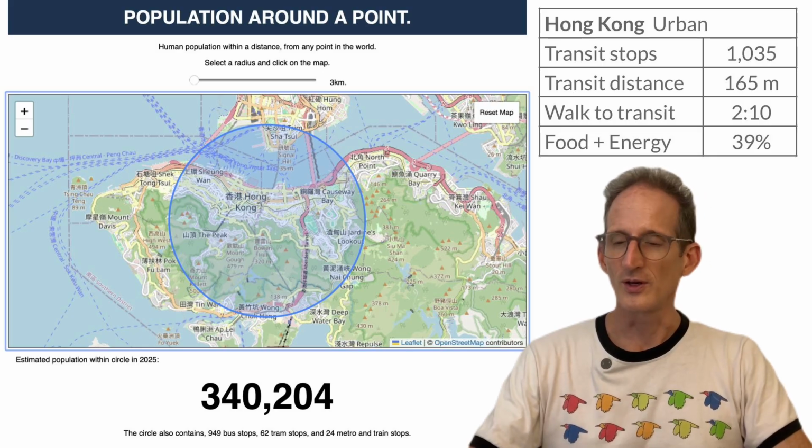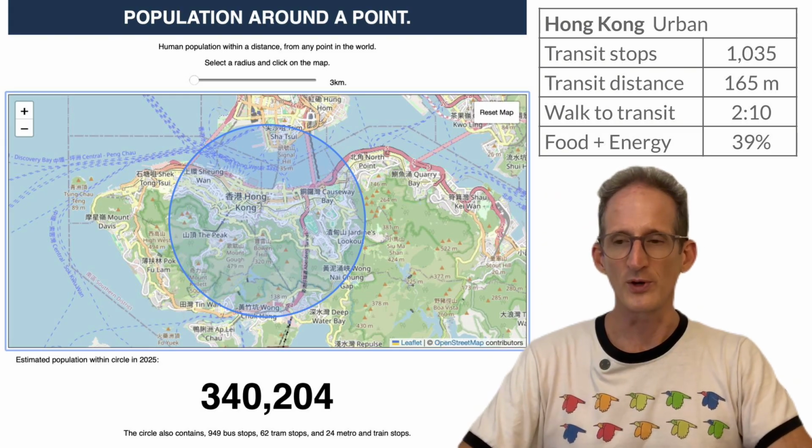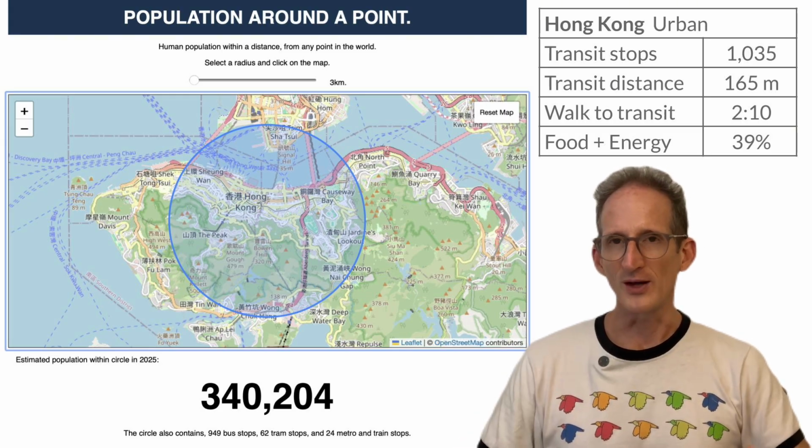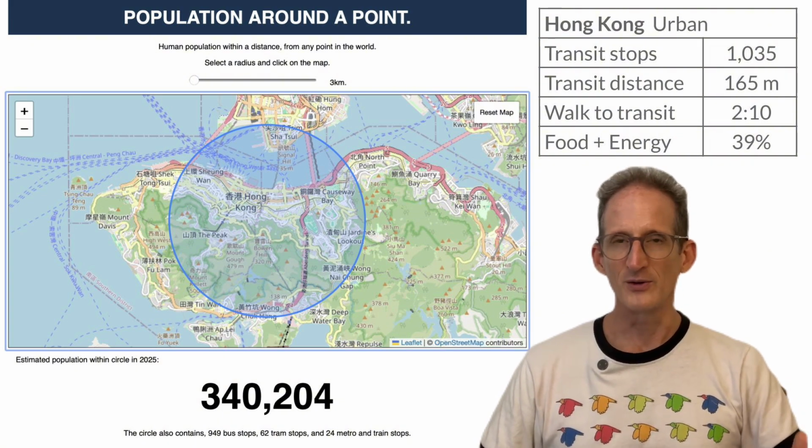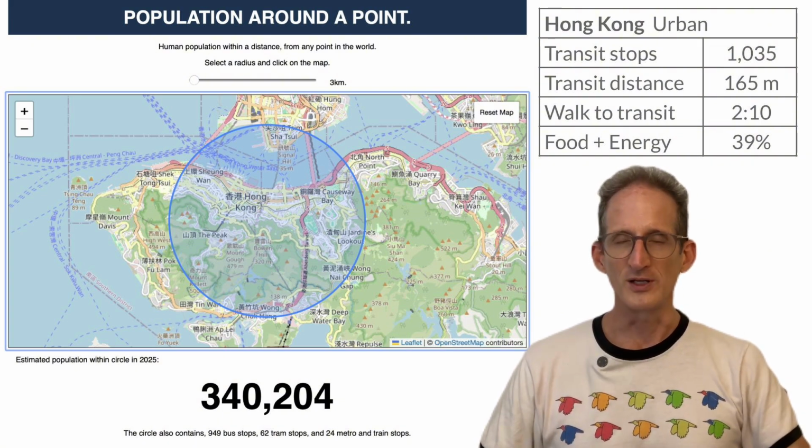All right, let's have a look at Hong Kong, Special Administrative Region of China. And in this case, the circle has a very respectable 340,000 people with an amazing 1,035 transit stops, which works out to a spacing of about 165 meters and a walk of 2 minutes and 10 seconds.